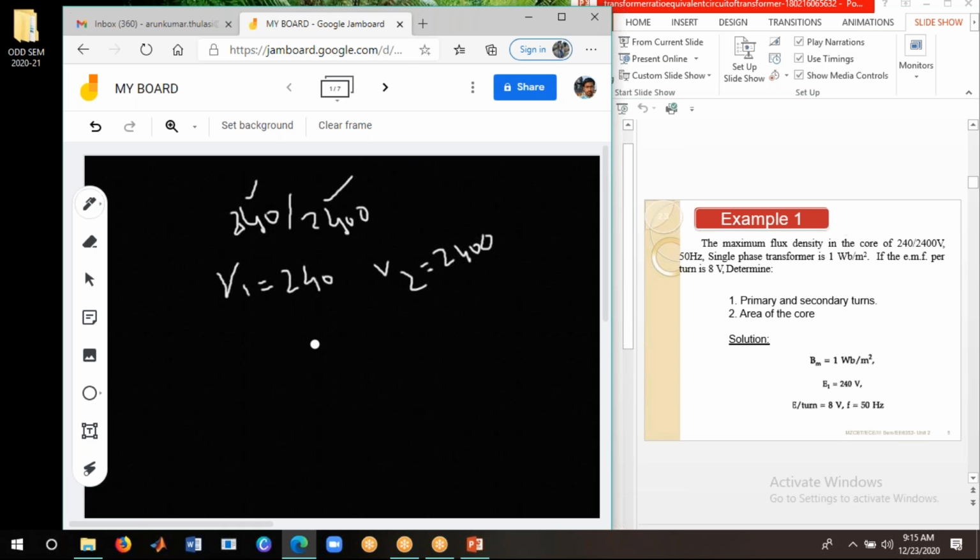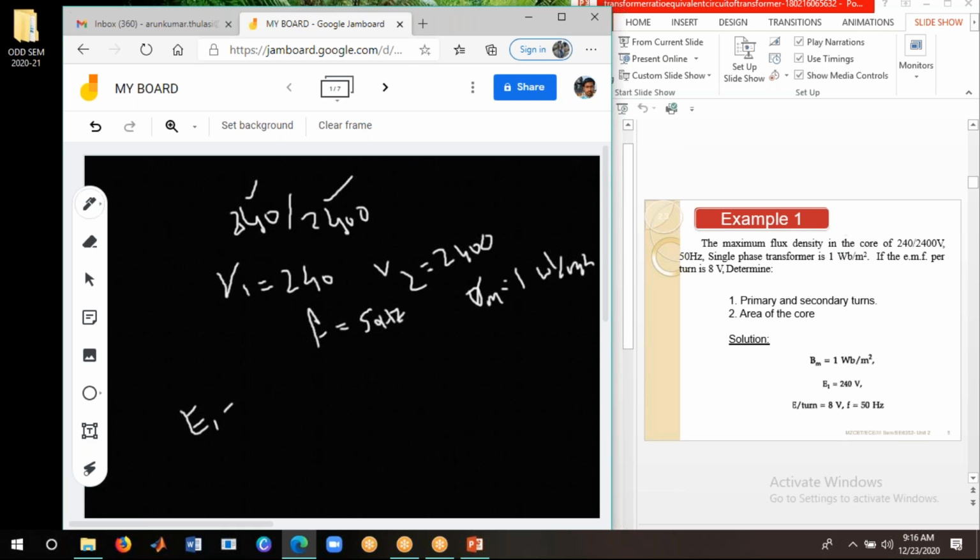Now from this we need to find the area of the core and the primary and secondary turns. What are the parameters that we have? f is equal to the frequency, that is 50 Hz. If the frequency is not mentioned, no problem, because frequency is constant for AC supply, that is 50 Hz. And the maximum flux is given as 1 Weber per meter square. These are the parameters mentioned in the problem. Now we need to find the primary and secondary number of turns. Just write the EMF equation for primary.